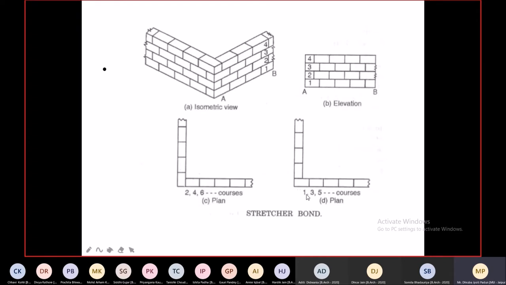So we have drafted layers 1, 3, and 5 with this particular sequence on a single plan. And with this particular sequence, 2, 4, 6 on this particular plan, correct? Any doubts? So this is the isometric view, this is the elevation. Elevation means what you would be able to see from this particular side or this particular side, right? Then we have these plans. So the stretcher bond is done.